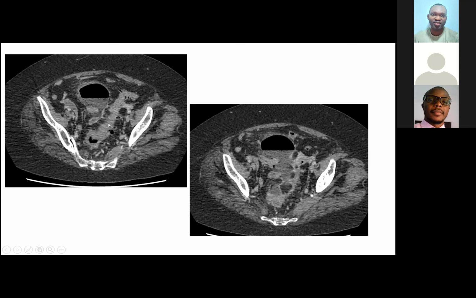Now, this is one of the reasons why I think plain films can result in potentially concerning delays in treatment, because that plain film was completely unremarkable and was indeed reported as normal.